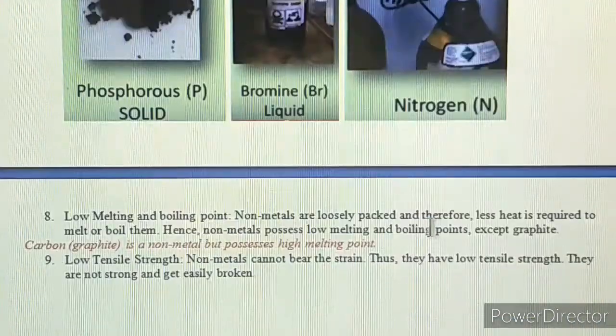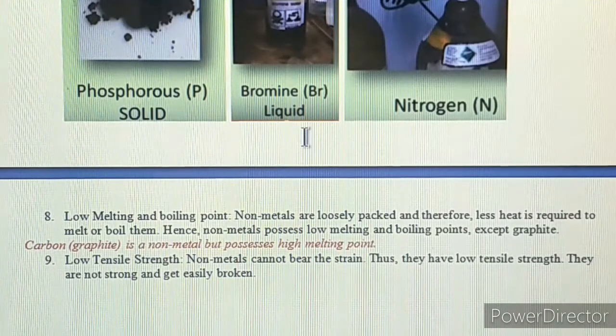Now they have low melting and boiling points because they are soft and can be loosely packed also. So they have low melting and boiling points. Less heat is required to melt or boil them. Hence non-metals possess low melting and boiling points, except graphite. Here again an exception is there, children. This graphite is an exception everywhere. Carbon in the form of graphite is a non-metal but possesses a high melting point.